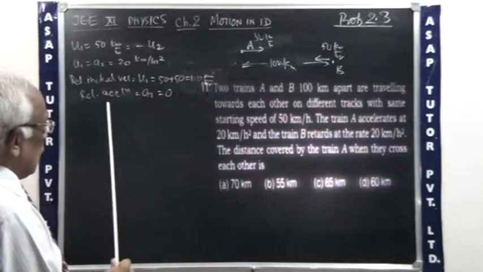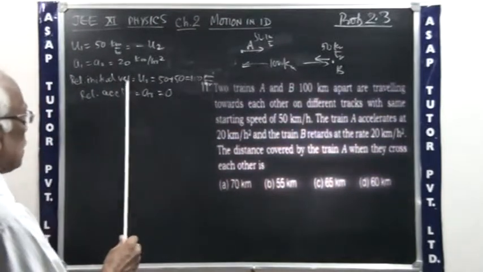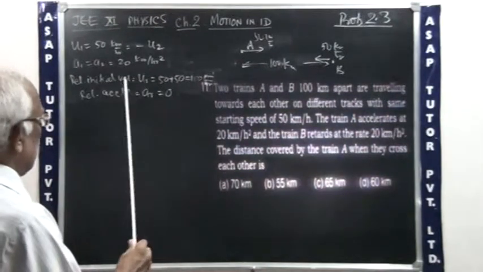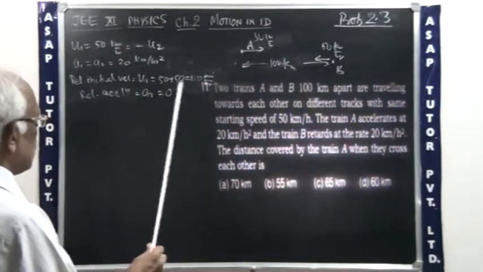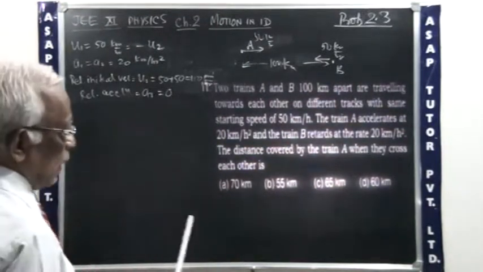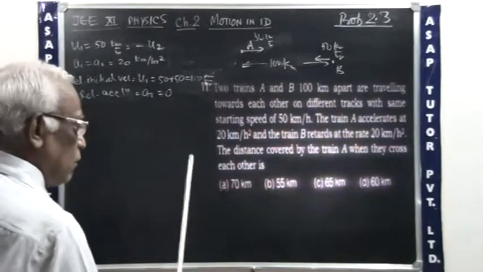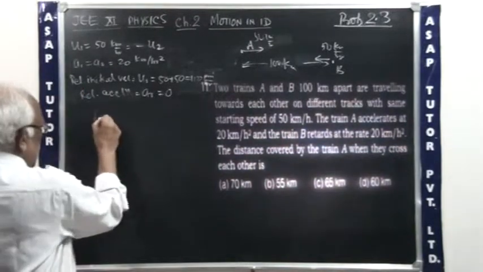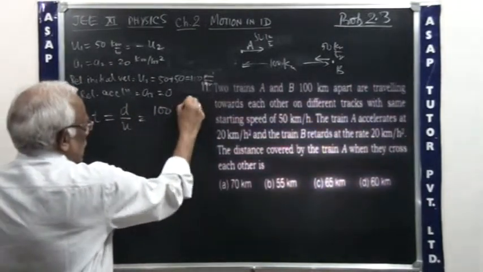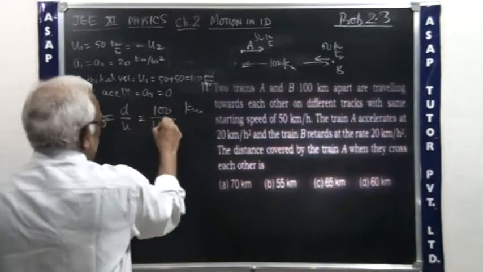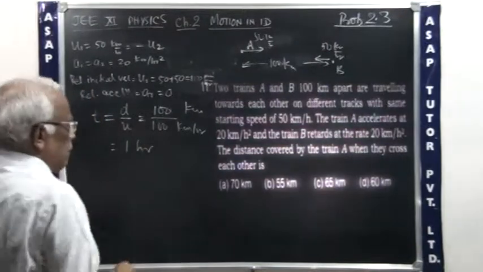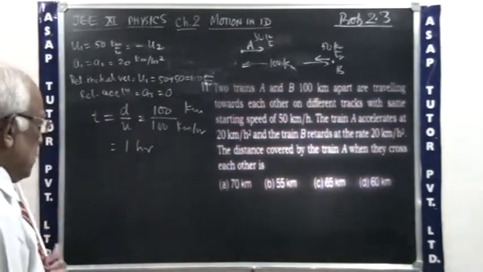Now coming to accelerations, a1 and a2 both have the same magnitude, 20 kilometers per hour square, but the relative acceleration is 0. So relative initial velocity is 50 plus 50, 100 kilometers per hour, and relative acceleration is 0. I must find out the distance covered by train A when they cross each other. If they cross each other at time t, then that will be given by t equal to d divided by u. My d is 100 kilometers divided by u, which is 100 kilometers per hour. So t is going to be 1 hour. So after 1 hour, they will cross each other.